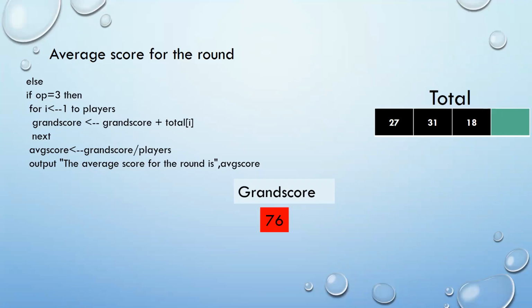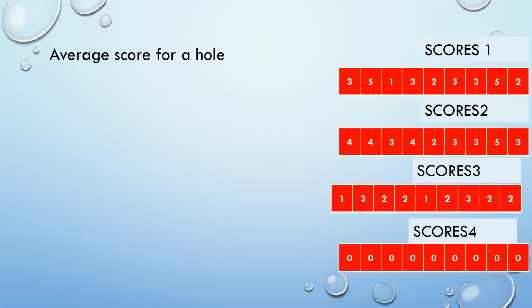Now, when you're out of the loop, your average score would be 76 divided by 3. That is the total number of players. And once the average score is calculated, you'll get an output on the screen. The average score for the round is whatever is your answer of 76 divided by 3. So that's your third option.